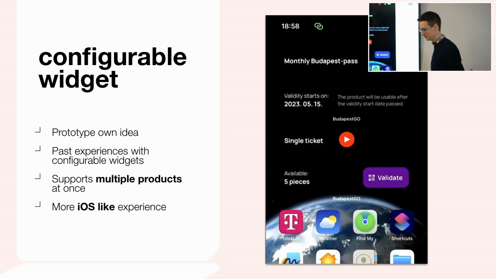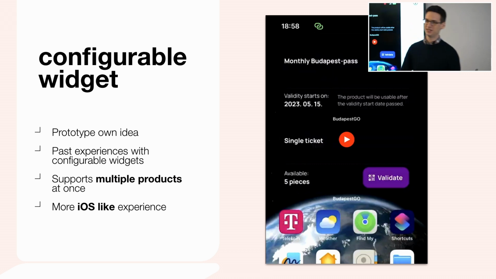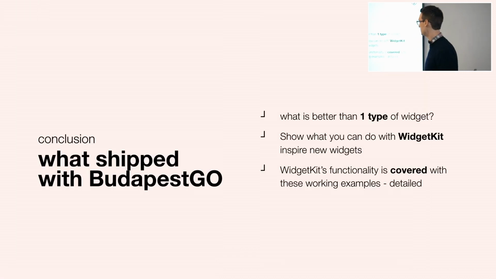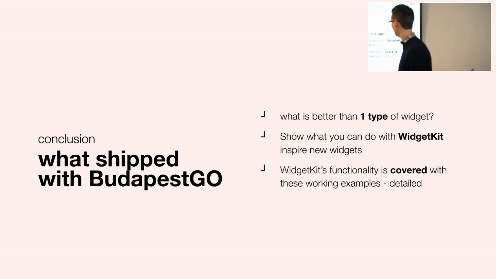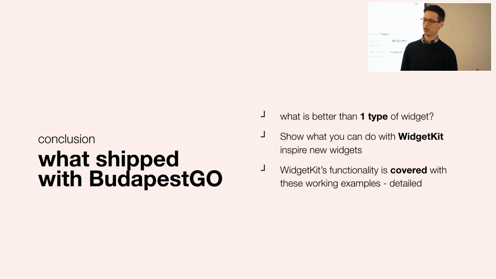And I tried to make my case for this, the only widget we had. I tried to showcase how cool it is, very iOS-like. I did not succeed. So what shipped with Budapest Go? Well, we had both of these widgets, right? And what's better than one type of widget? Two types of widget, right? And very cool. And I think these two widgets combined cover a large chunk of the functionality WidgetKit offers.